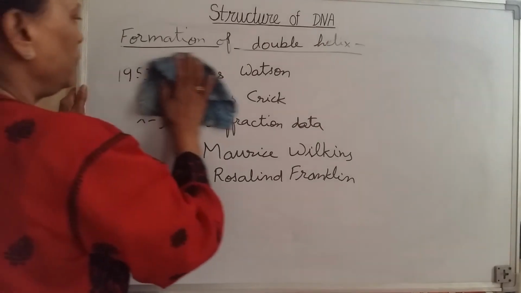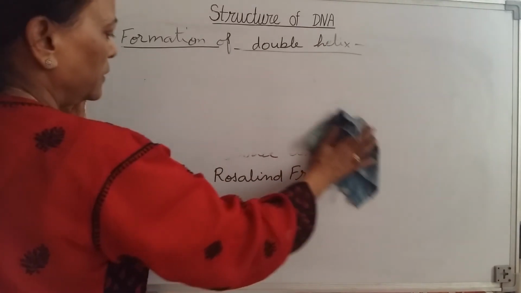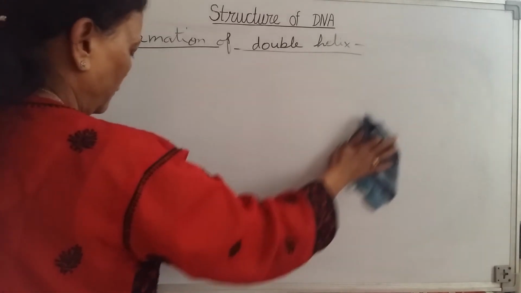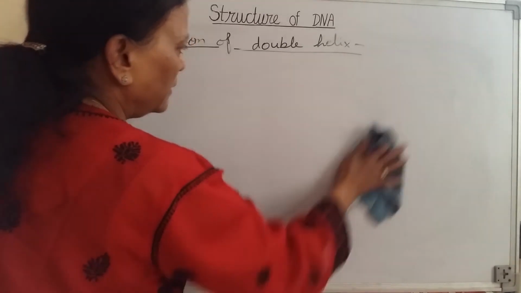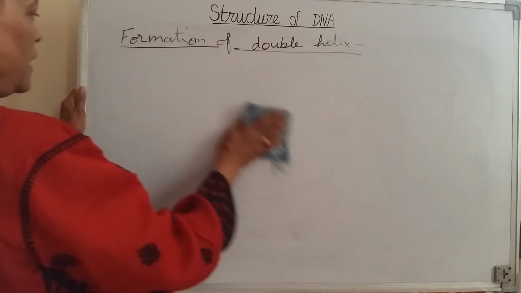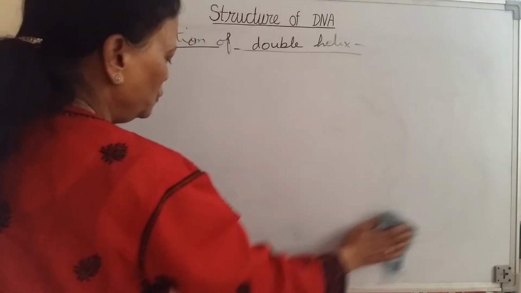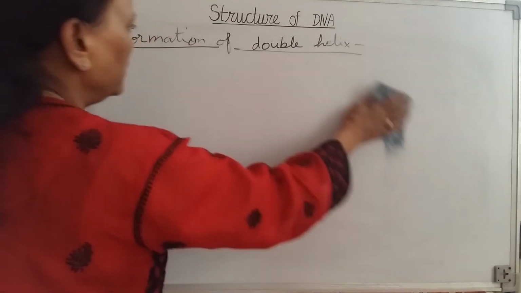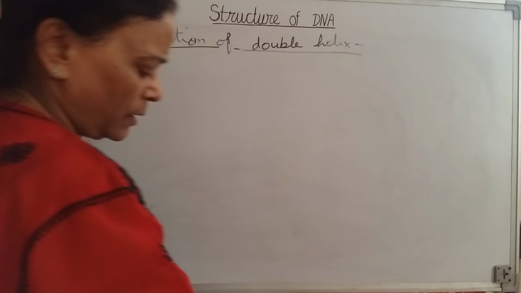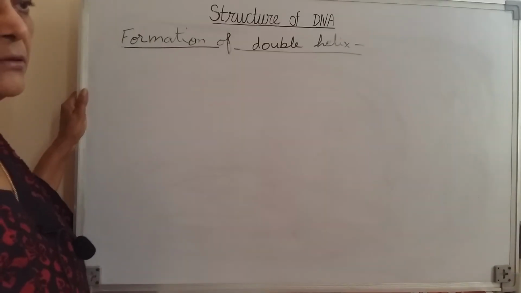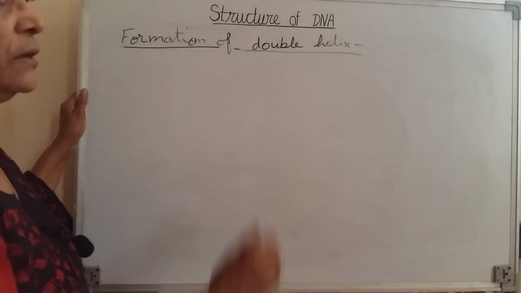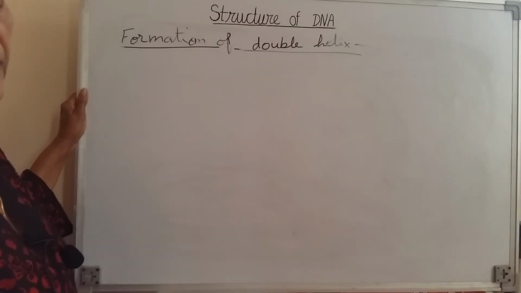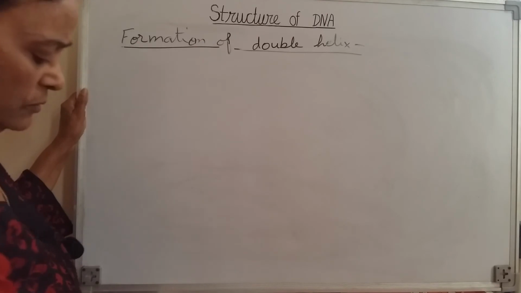According to them, the DNA double helix consists of two polynucleotide chains where the nitrogen bases are attached to one another with hydrogen bonds, and the two polynucleotide chains are complementary. Complementary means if we know the sequence of nitrogenous bases in one chain, then we can predict the sequence of nitrogen bases in the second chain. How, we will see.